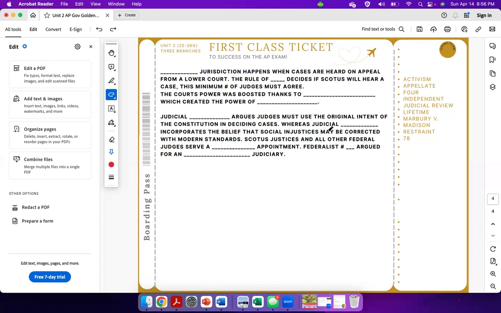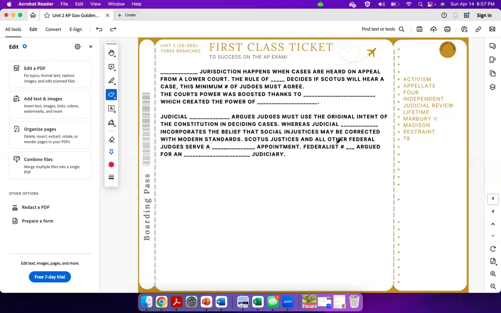Supreme Court justices and all other federal judges serve. How long is their term? Lifetime, isn't it? Lifetime it is. Yep. Lifetime. Till they retire, resign, get impeached, die, etc.